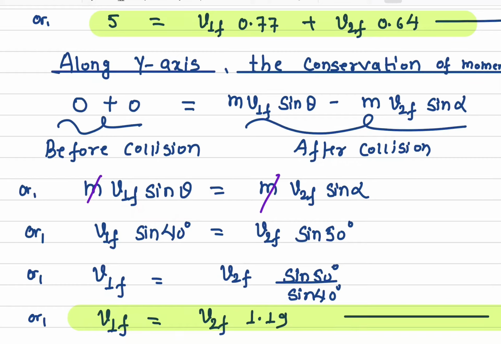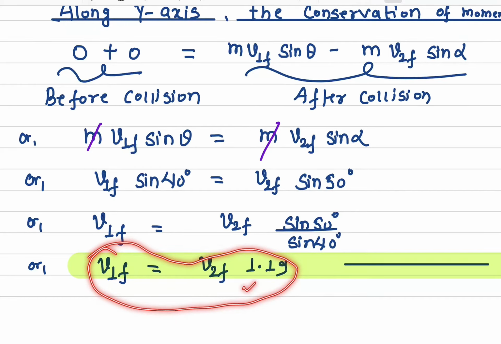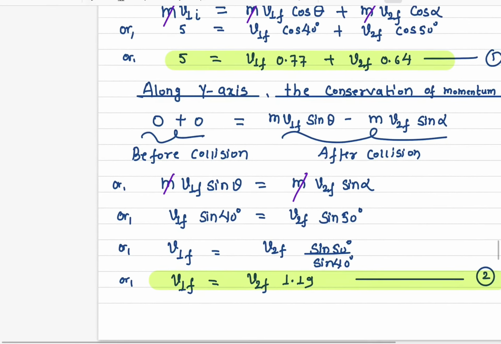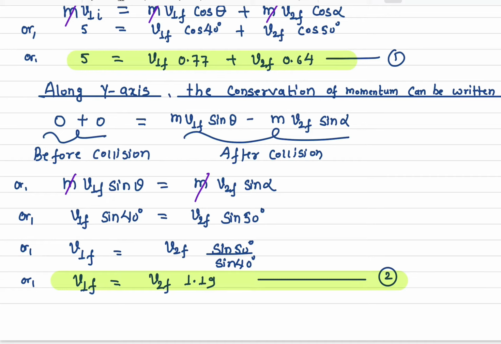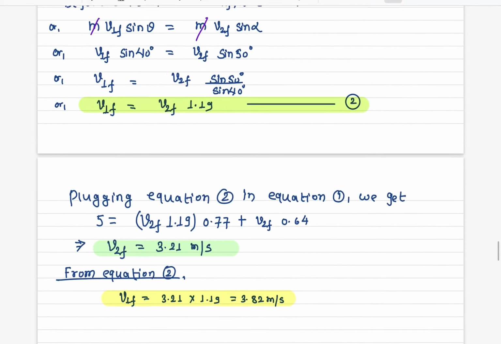Mass cancels out, and then if you solve for v1f, what you get is v1f equals v2f times 1.19. So there is a relation now between v1f and v2f. So what I'm going to do now is plug this v1f into this equation. Okay, so let's do that now.